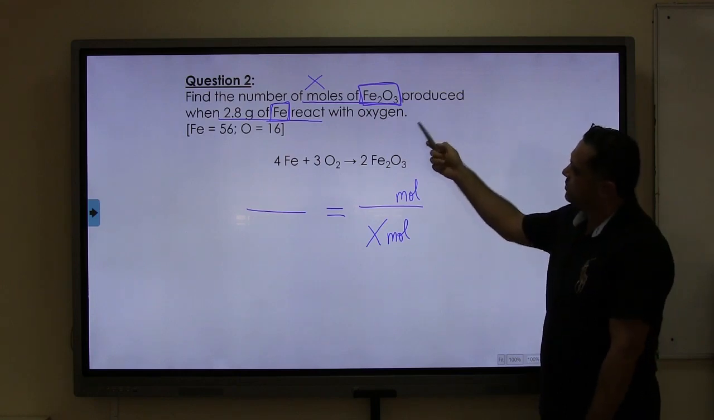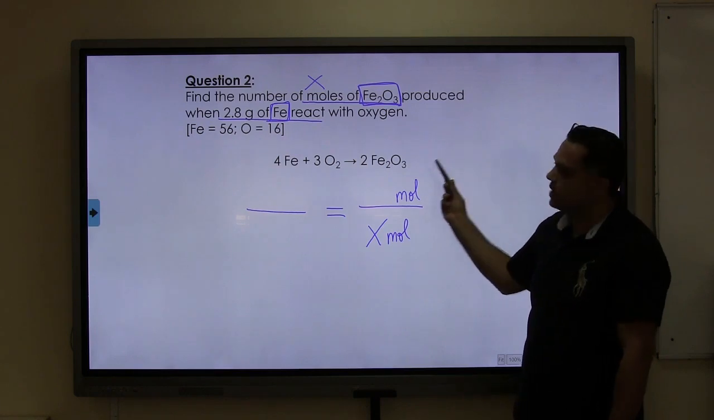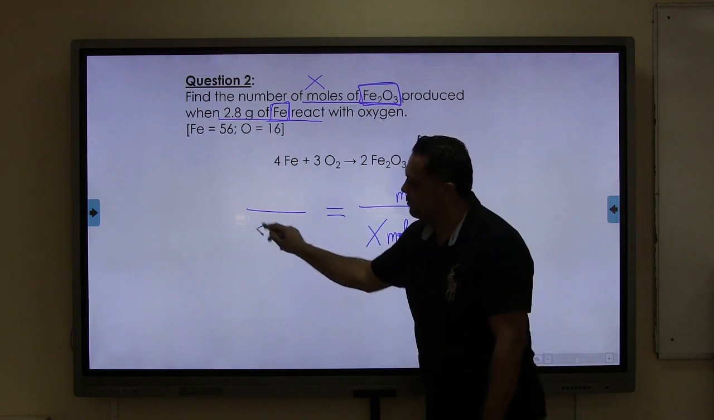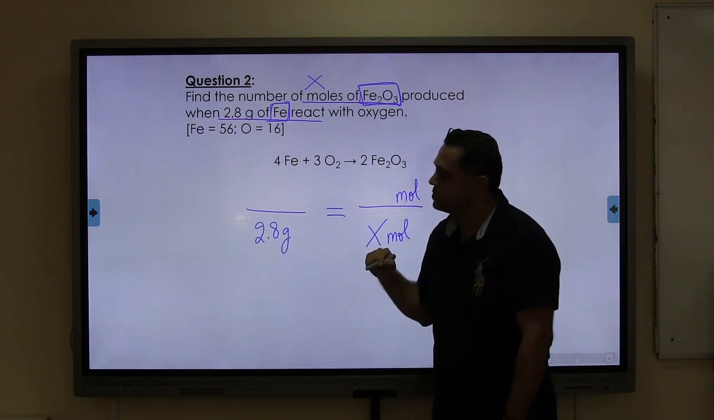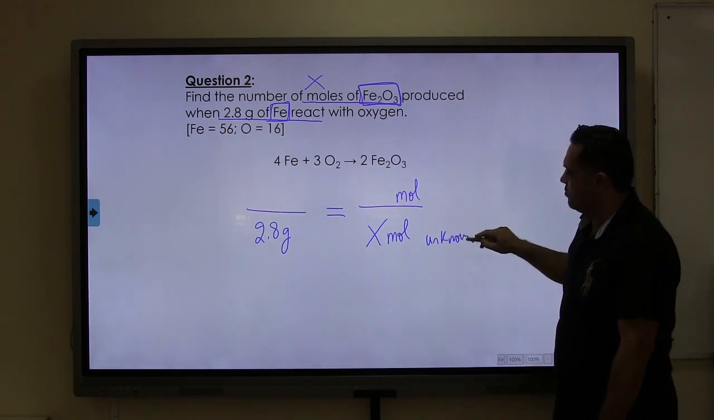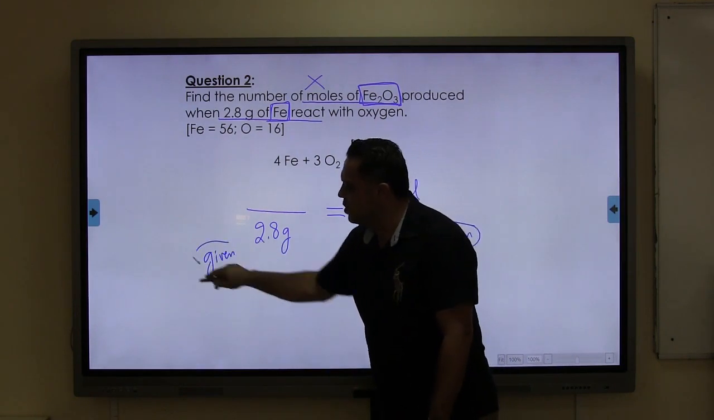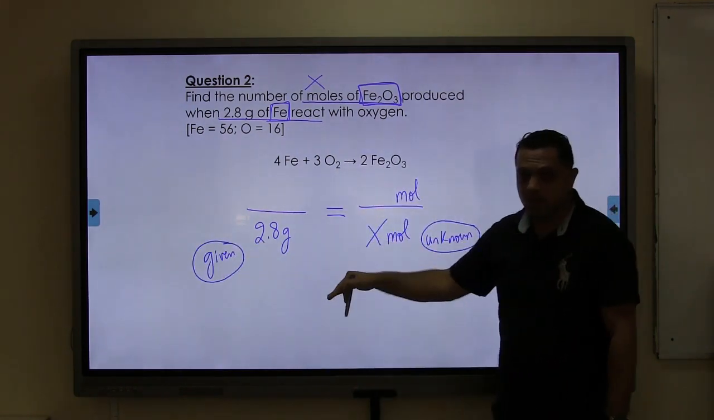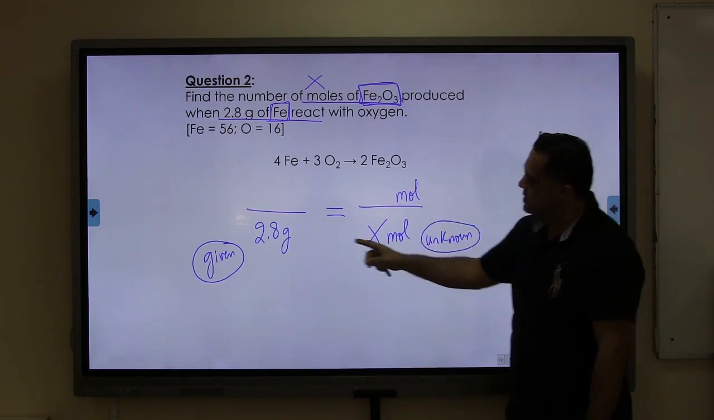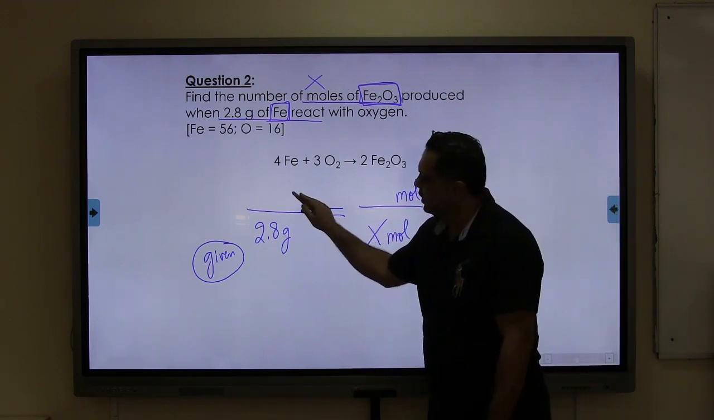If I continue, find the number of moles, X moles of Fe2O3 produced when 2.8 grams of the iron. So of the iron, I have given 2.8 grams of iron. So the unknown, which is X, and the given, which is 2.8, both of them, they will be at the same level. You can write them down, both downward or upward, it's fine. Then I look at the units, here moles, here grams, here grams.